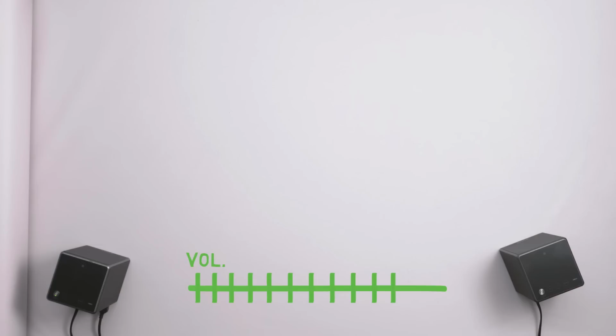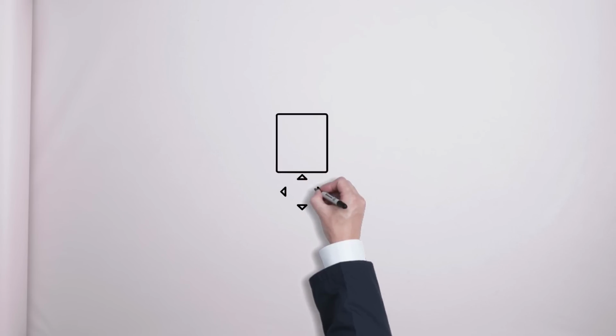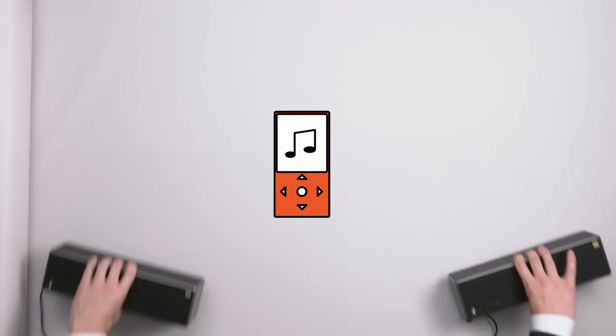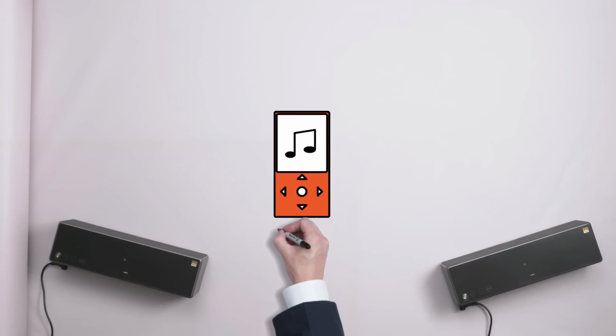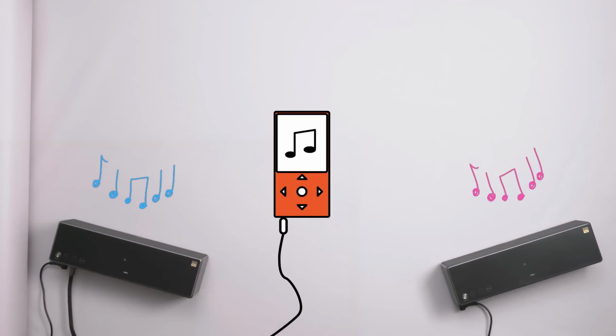And of course, there's no need to limit your wireless stereo to your TV. Look for the speaker pairing button on the rear of the speakers to quickly link them directly and enjoy great stereo audio from anything connected to either speaker.